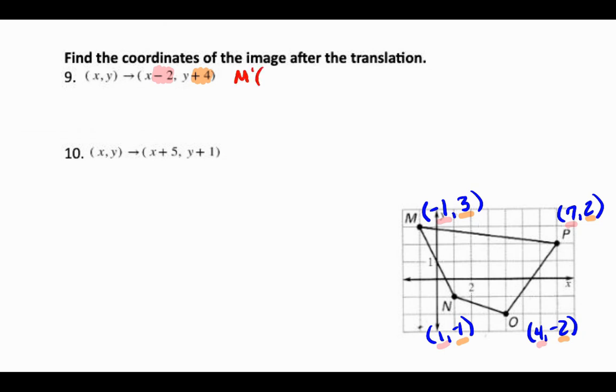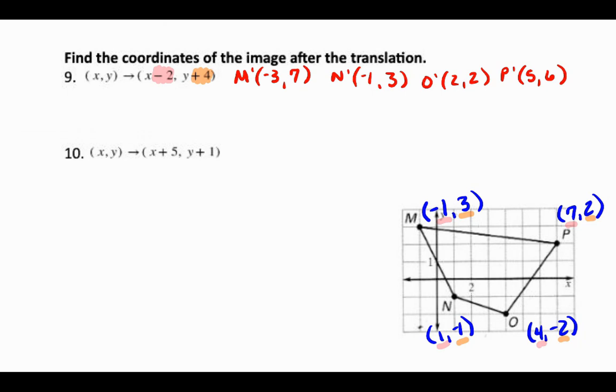So for m prime, it's going to be -1 minus 2 to get -3, and 3 plus 4 to get 7. For n prime, it's going to be 1 minus 2 to get -1, and then -1 plus 4 to get 3. For O prime, it's going to be 4 minus 2 to get 2, and then -2 plus 4 to get 2. And for P prime, we're going to do 7 minus 2 to get 5, and then 2 plus 4 to get 6.